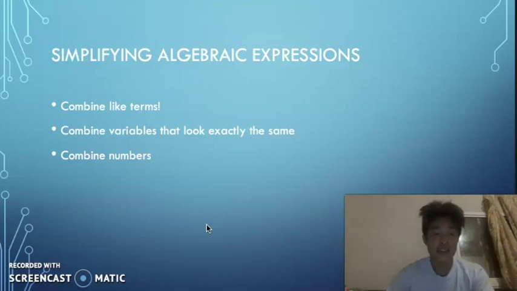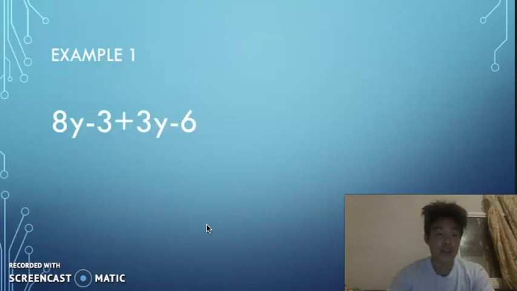Okay, so let's look at the first problem here. We have 8y minus 3 plus 3y minus 6. I'm going to give you some time to work on this problem, and we'll go over the answers together.